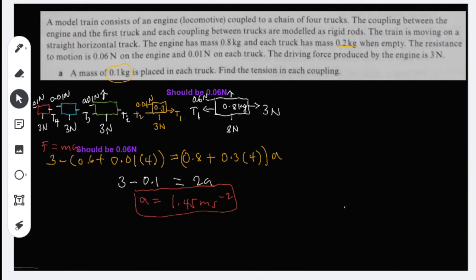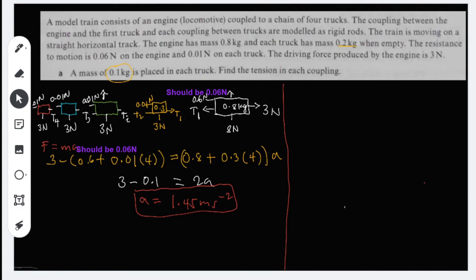Okay, so the next thing that we're going to do, since we already have the acceleration, is find the tension in each coupling. Remember, we just need to take note that the acceleration is the same for the engine and for each truck. So we're still going to use Newton's second law for the engine and each truck separately. Now let's start. We're going to have 4 tensions here to be able to answer this problem. So let's start with the first one.